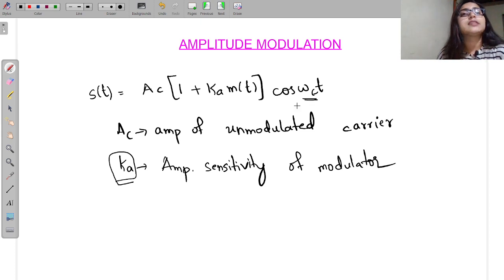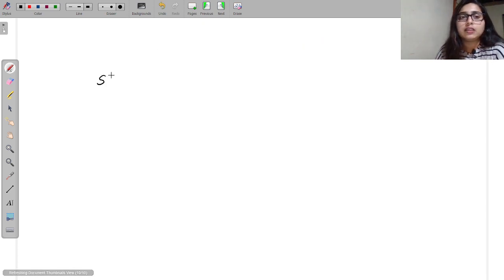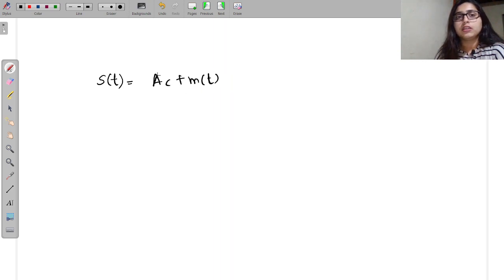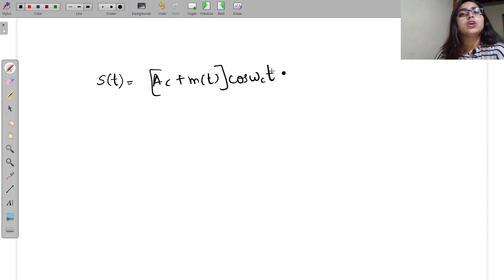Then omega c is the angular frequency of the carrier wave, which can also be written as 2 pi fc, where fc is the frequency of the carrier wave. So this is the general expression for the amplitude modulated wave. We can also write it in another form: Ac plus m of t, times cos omega c t.